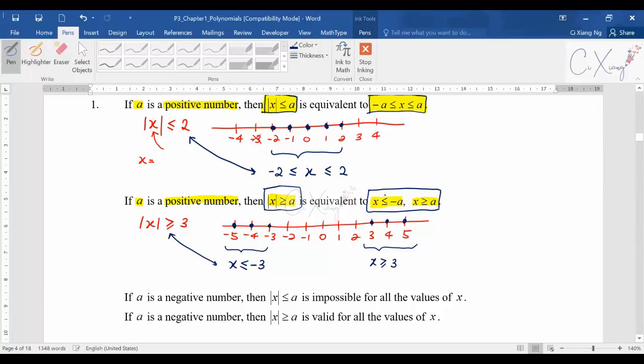So these two are very important results that we are going to use quite frequently in the exam later, or in the exam style question later. So you have to remember these two results. Alright, then again, to apply these two results, you have to make sure that the value of a must be a positive number. Okay, then how about if let's say we are having a as a negative number here.